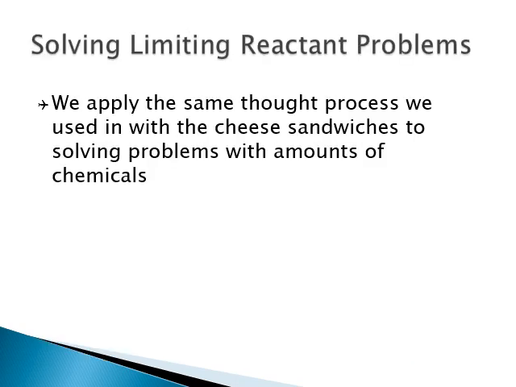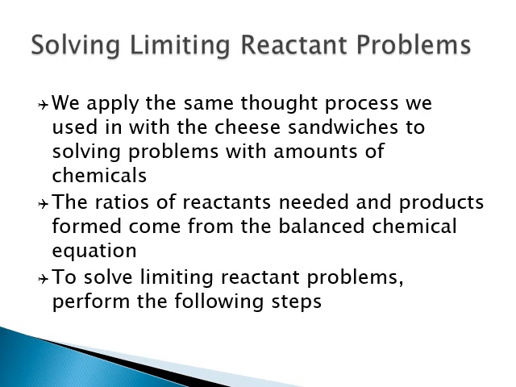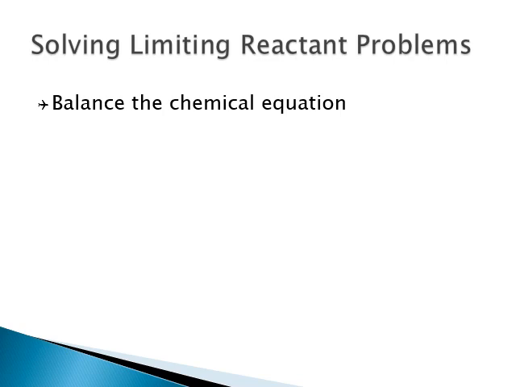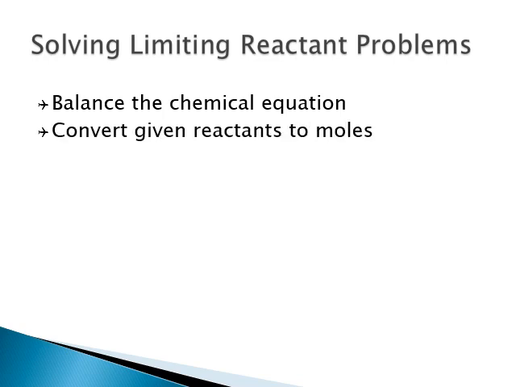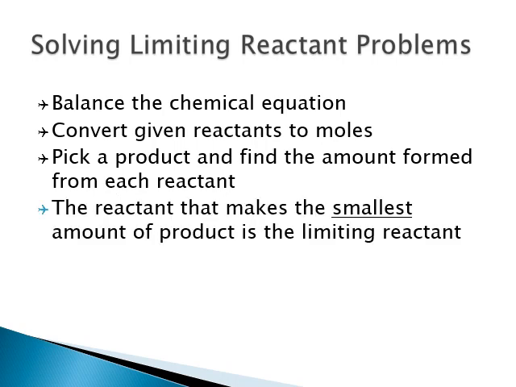We can use this same process that we used for our cheese sandwiches to deal with chemical reactions. The ratios of reactants are given to us from the balanced chemical equation. To solve any limiting reactant problem, we will perform these steps. First, we will balance the chemical equation. We will convert the given reactants to moles. Then we will pick a product and find the amount of product formed from each reactant. That will require 2 calculations. The reactant that makes the smallest amount of product is the limiting reactant.